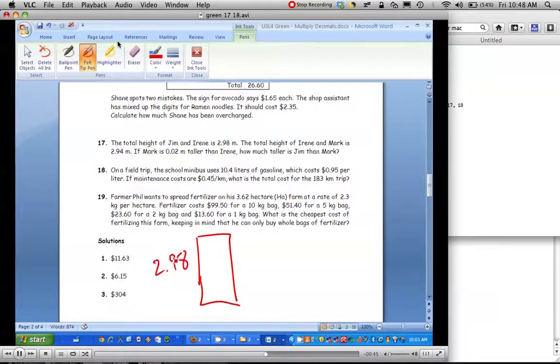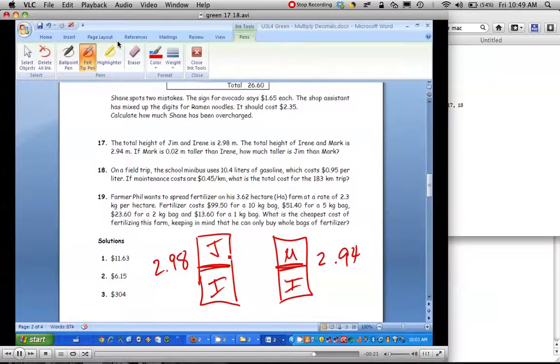They're 2.98 meters. And then I've got Irene again and Mark this time. But when I stack them on top of each other, they're a little bit shorter, 2.94. Now, Irene's height's the same in both of them, yeah? She's this tall. So the trick to looking at this problem is the only difference in height is how much taller Jim is than Mark, right? Irene doesn't even matter.